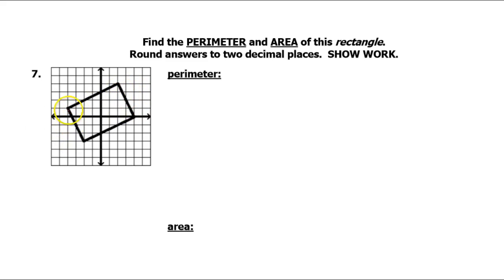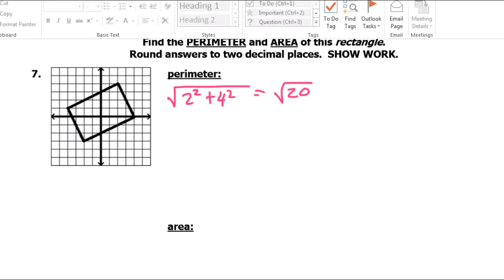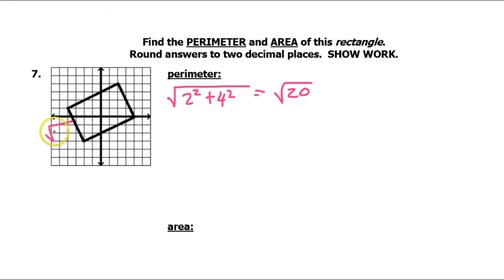So let's go ahead and find, for example, this side right here. Horizontally it's 2. Vertically that's 4. So the length of that side is going to be the square root of 2 squared plus 4 squared. Well, that's going to be 4 plus 16, so that's 20. So that's the square root of 20. Okay, so that tells me that this side is going to be the square root of 20, and this side is also going to be the square root of 20.